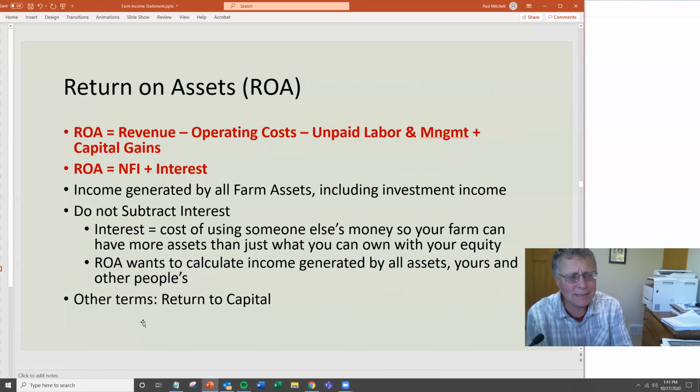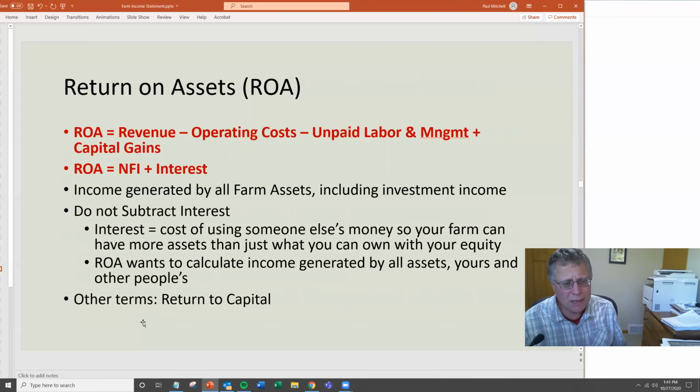Return on assets is essentially net farm income, but adding the interest back in. It's revenue minus the operating costs, minus unpaid labor and management, plus capital gains. So it's all the returns on the assets, your old net farm income, but you add the interest back in. It's the net income generated from all the farm assets, including your investment income.